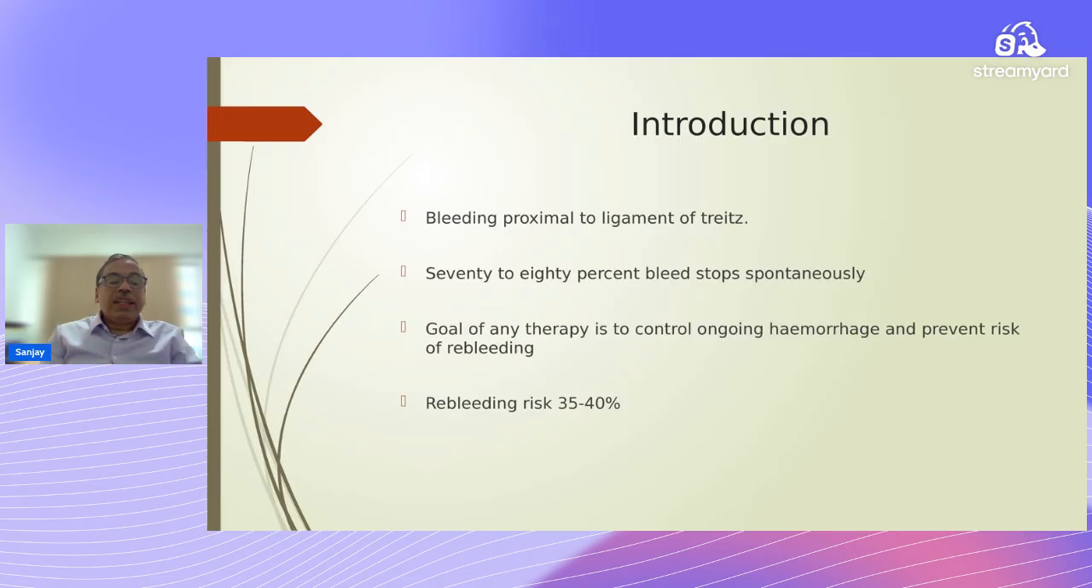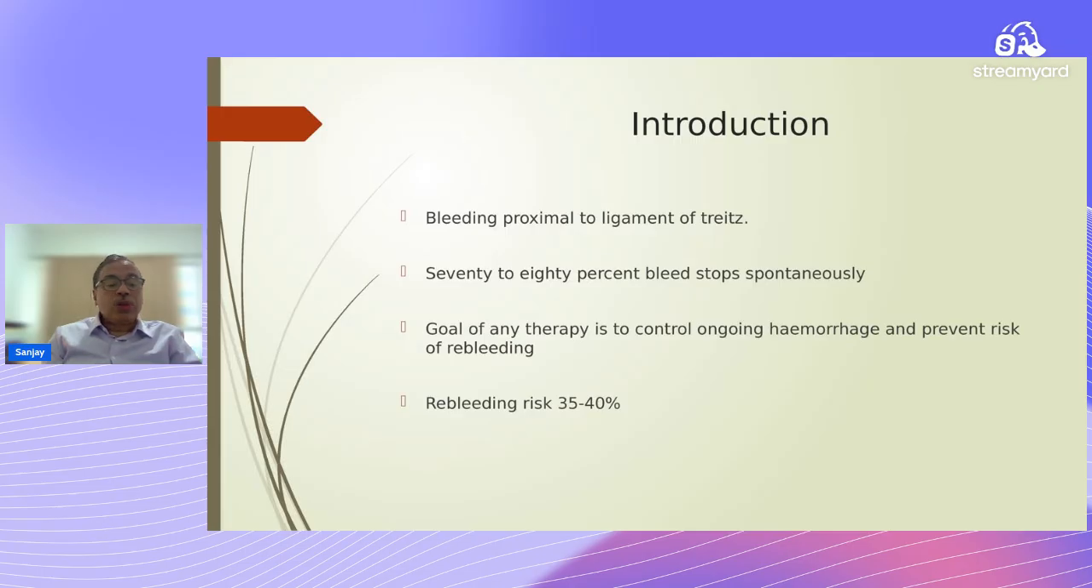Fortunately, 70 to 80% of upper GI hemorrhage cases resolve spontaneously. That means they are self-limiting. If you give supportive care to such a patient, in most of these cases the initial episode may subside, though the chances of rebleed remain. So that is one good thing about upper GI hemorrhage: in the majority of cases it can subside or stop spontaneously with supportive care.